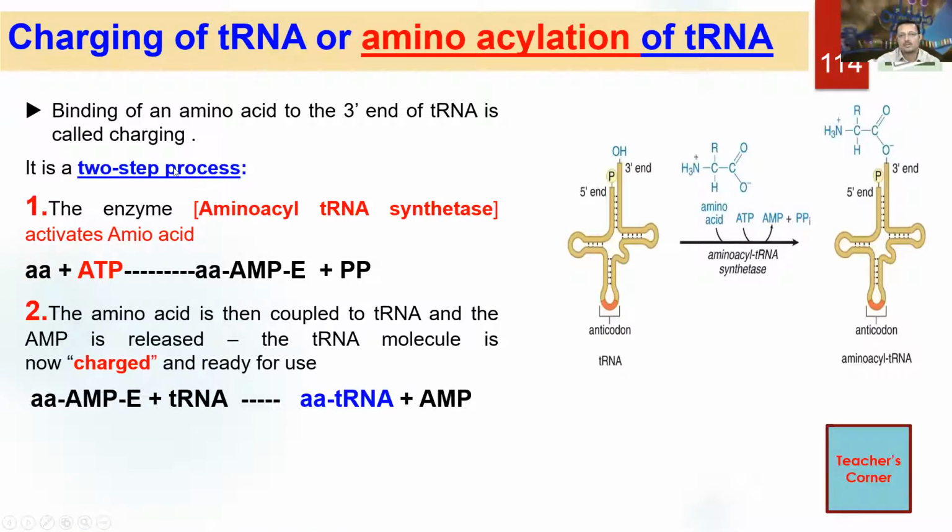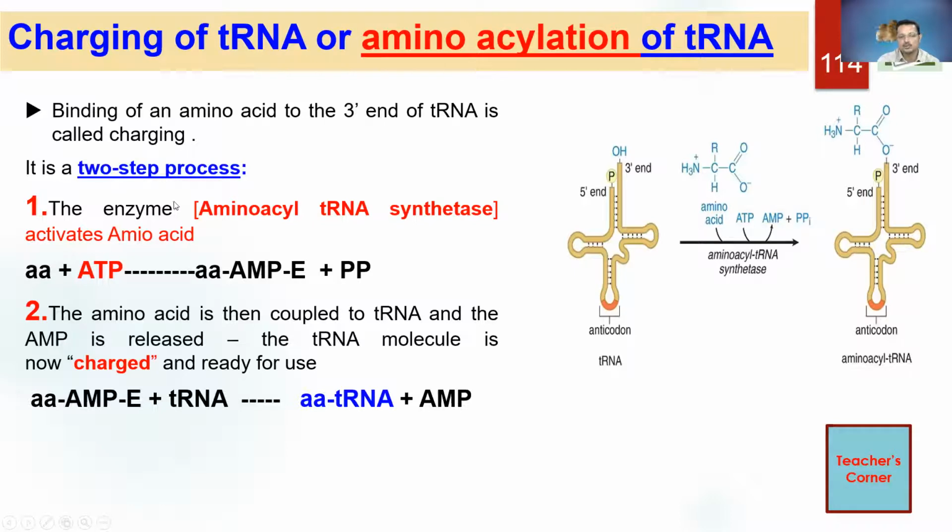Now, what are the basic steps? First, you need to activate the transfer RNA, right? So charging of transfer RNA or aminoacylation of transfer RNA. That means an amino acid is bound to the transfer RNA. Where does it bind? 3' end. Very categorically, you should remember it's 3' end.